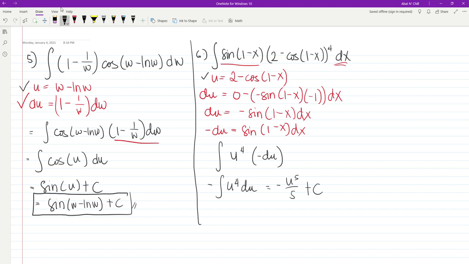And of course, we need to substitute it back to its original variable, which is x. So we have negative 1/5, that is still the same, multiplied by our u. Our u is 2 minus cosine of 1 minus x, raised to 5, plus c. So this should be our answer in evaluating this integral.